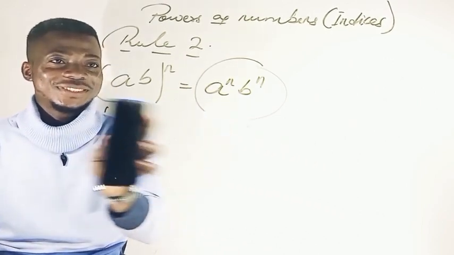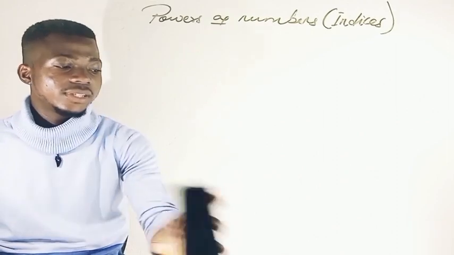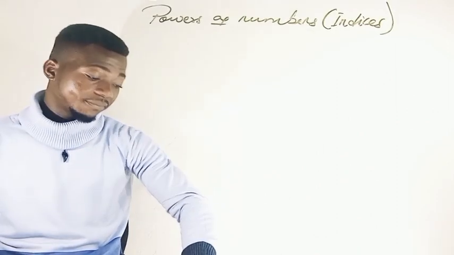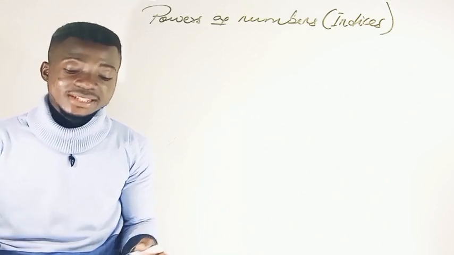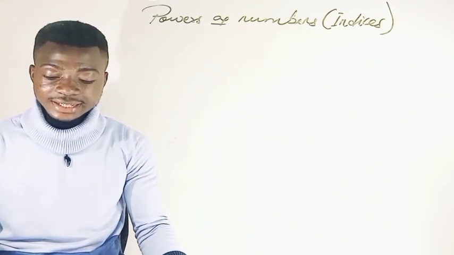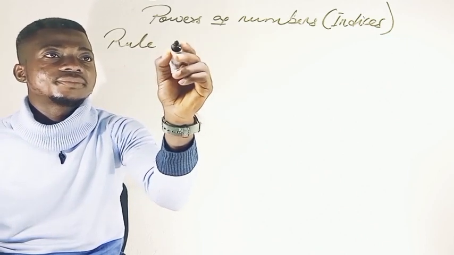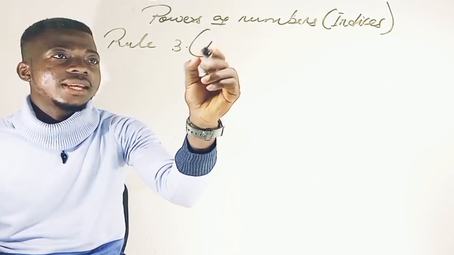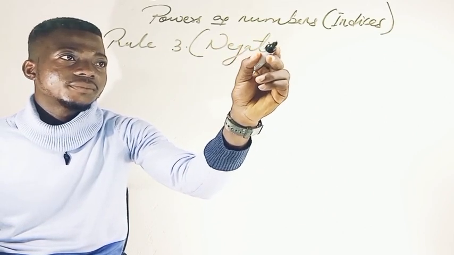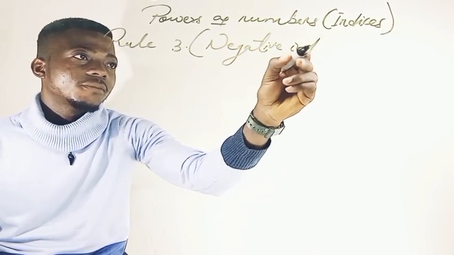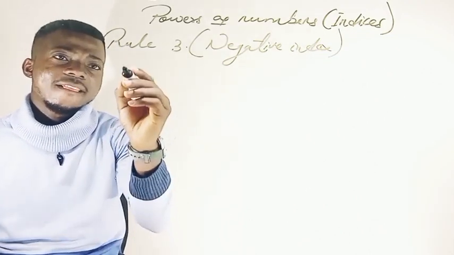Now we're moving on. Rule number 3. There's a rule number 3. That's the negative index. Okay, the negative index. Rule number 3. Negative index. And that's the rule number 3.